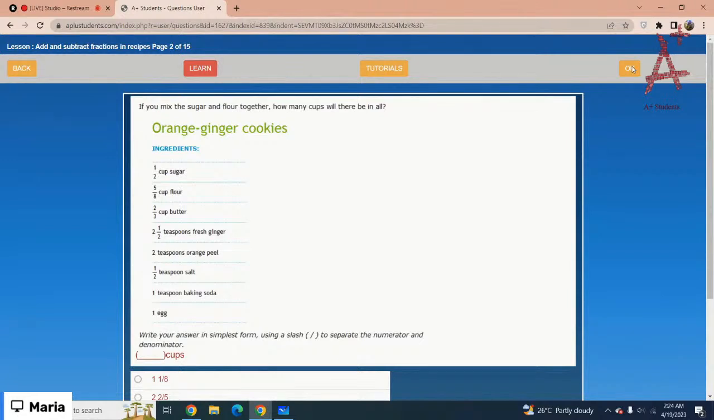If you mix the sugar and flour together, how many cups will there be in all? So sugar is half cup and flour is 5 by 8. So you have to add 1 by 2 and 5 over 8. Got it?